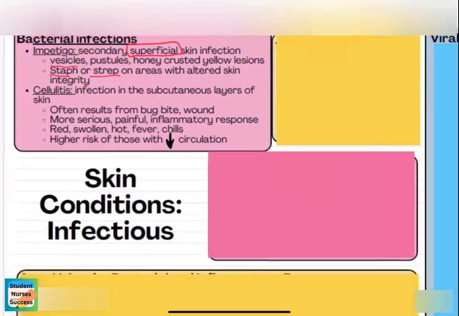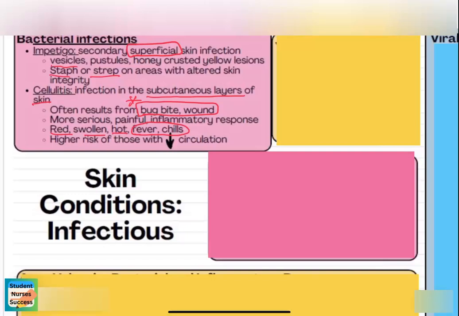Now, cellulitis is very serious and it's an infection down in the subcutaneous layers of the skin, so it's deeper. Usually we see it from maybe a bug bite or a wound that has been infected, but I would say bug bites for sure are a big one. It is more serious, it is painful, and you get a much bigger inflammatory response. So you get a lot more redness. The area will become red and swollen, warm to touch or hot, and patients may even develop fever or chills because it's in that subcutaneous tissue.